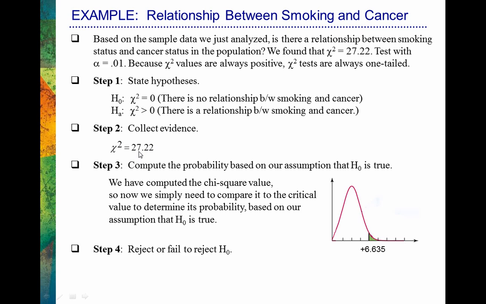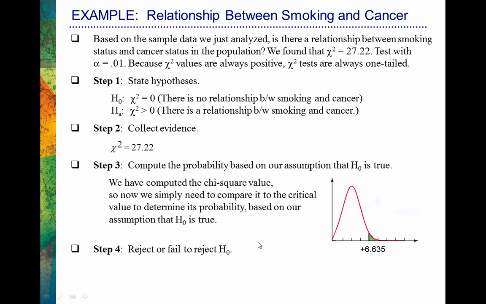This chi-square value of 27.22 is clearly inside this critical region. Remember, right in here we start with 0. Here we have our critical region beginning at 6.635. 27.22 is way out into that critical region. These are values that we would not expect to find by chance. So we have effectively ruled out chance as an explanation for our results. Well, we know that that means we have statistically significant results.